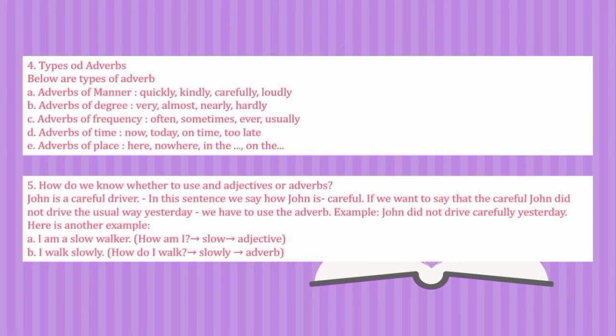Number 4 is types of adverbs. There are types of adverbs: adverbs of manner, adverbs of degree, adverbs of frequency, adverbs of time, and adverbs of place. Then the 5th, how do we know whether to use adjective or adverbs?